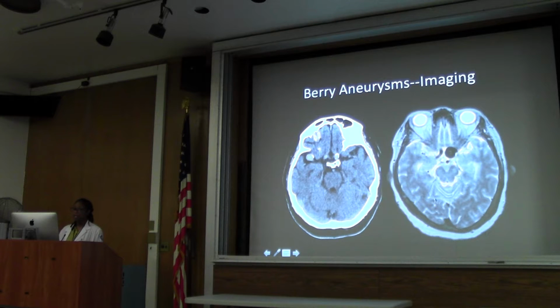On MRI, what we tend to get are huge flow voids. So you see this big blob of no signal where the ICA used to be. And you can kind of get a pulsation artifact, which this patient doesn't have. But this again is 100% an aneurysm, compared to the normal ICA on the right side.